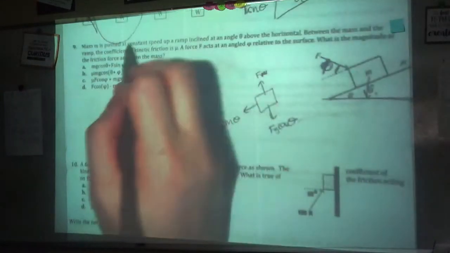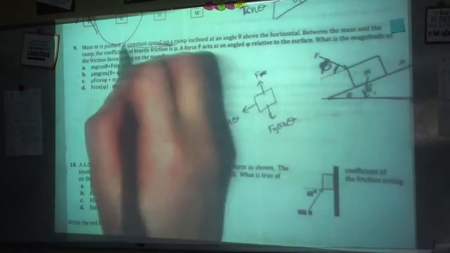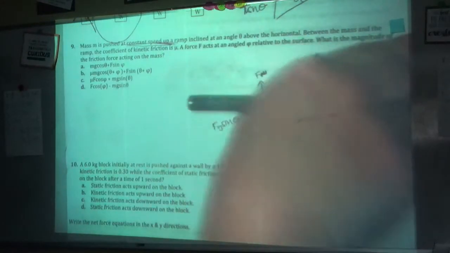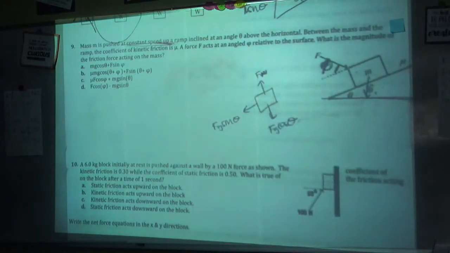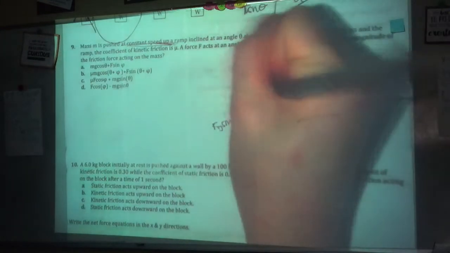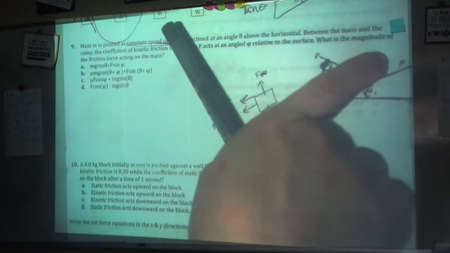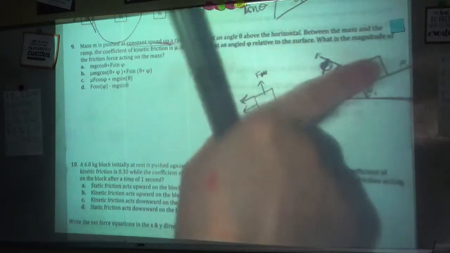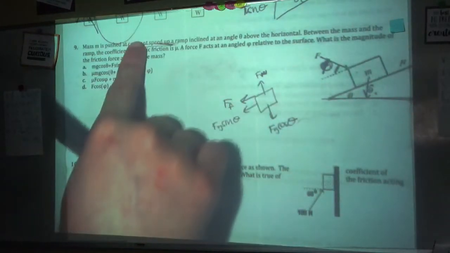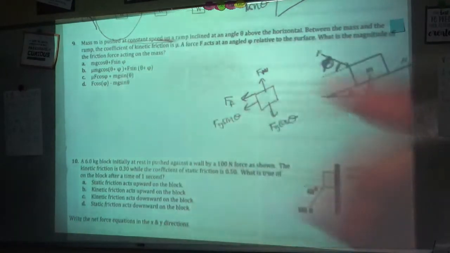It is being pushed at constant speed up the ramp. So if it's being pushed up the ramp, then friction must be pointing the opposite way, going against motion. So I actually have friction pointing this way. That's the biggest mistake, is you're used to friction pointing this way. That's if it was sliding down, but here there's some force pushing it up, so it's against the motion.